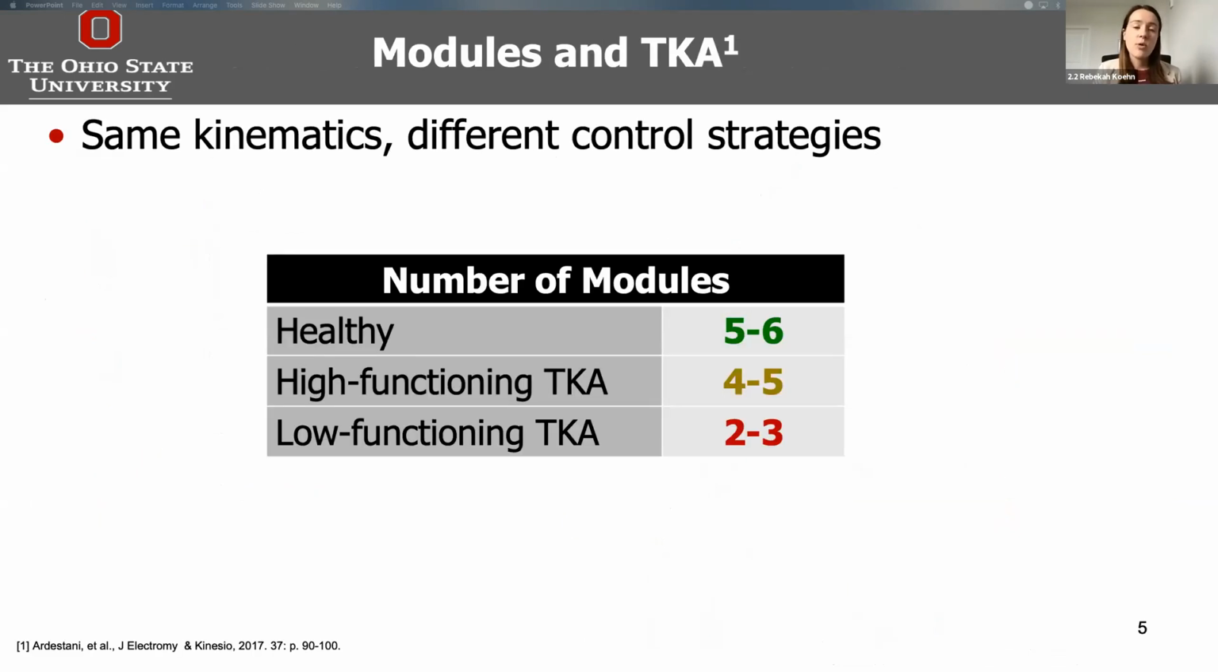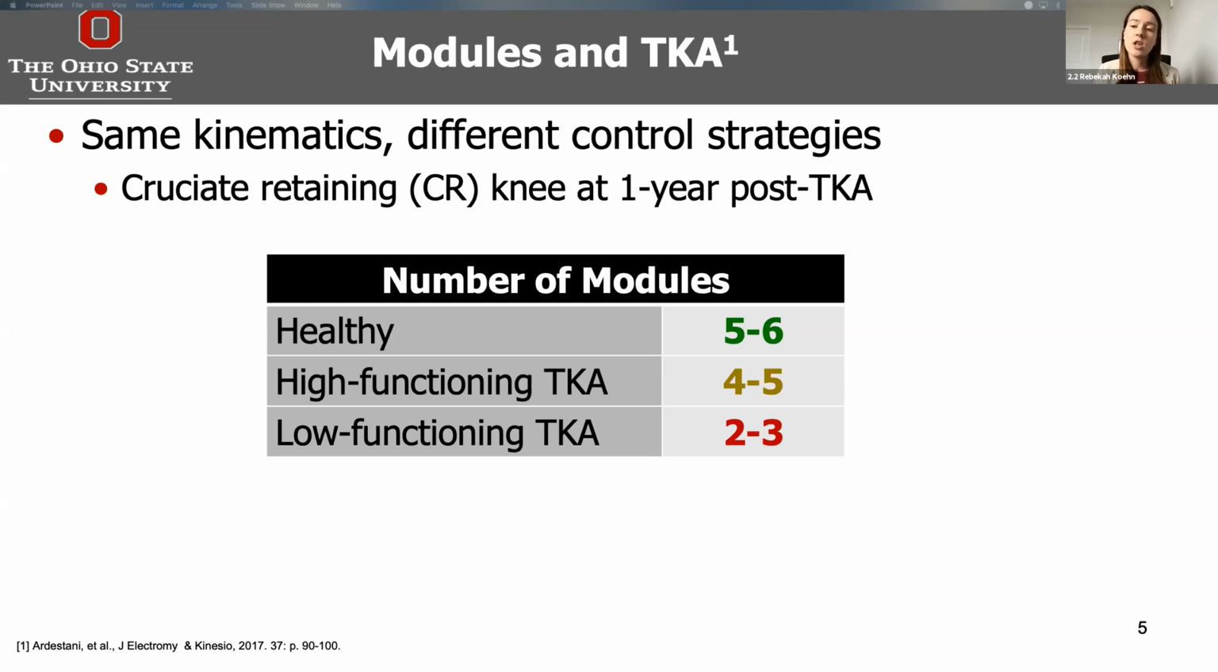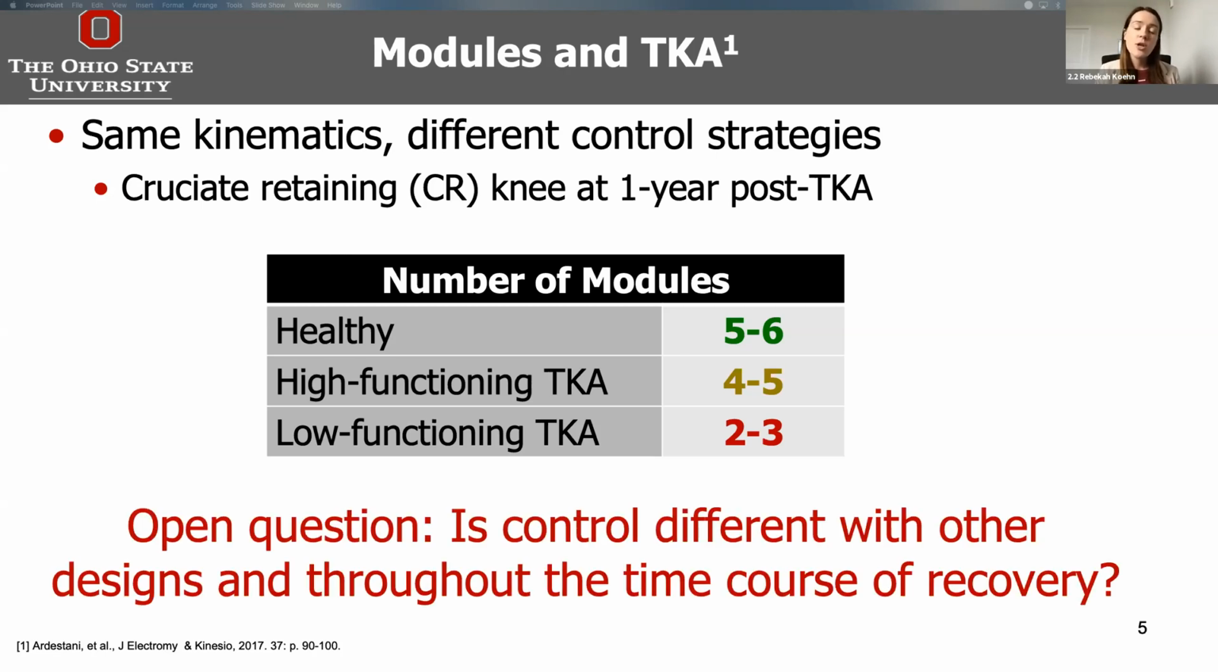One recent study reported that high and low functioning TKA patients demonstrated different modular control at 1 year following a cruciate retaining TKA. These results indicate that neural control may be an underlying mechanism which explains the observed ranges in function in this population, but the open question remains, does this relationship hold true with other implant designs and through the time course of recovery?